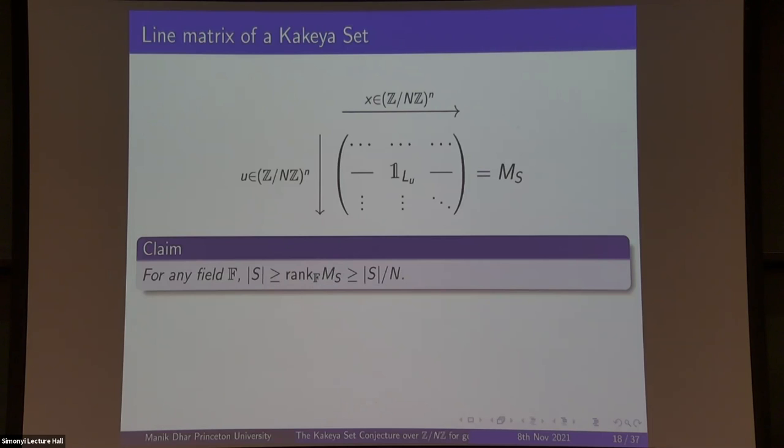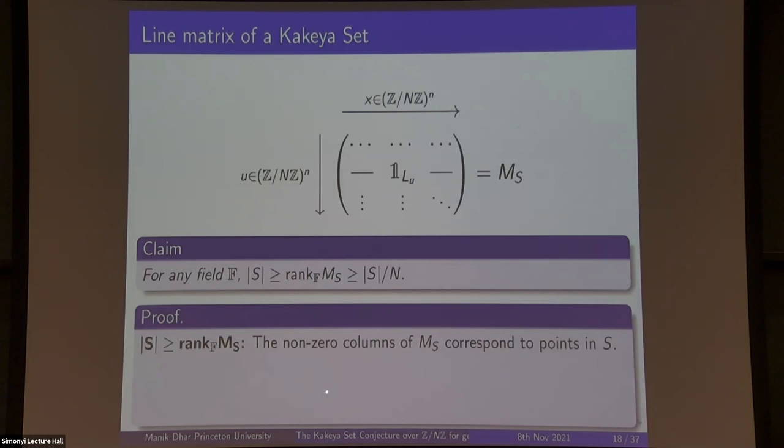Okay, so let's see why this is true. The upper bound is very easy. Each row is the indicator vector of a line in the set. So the non-zero columns in this matrix all have to correspond to points in the set. So this matrix has no more non-zero columns than the points in the set. So this upper bound is trivial.